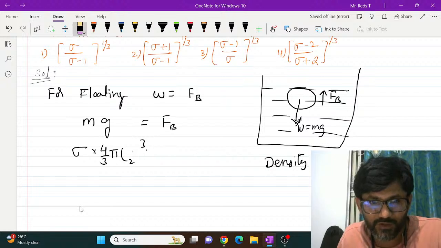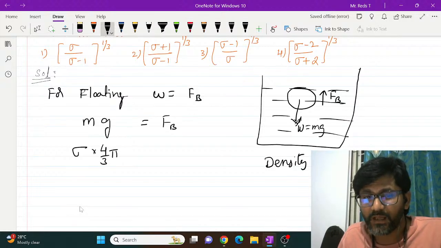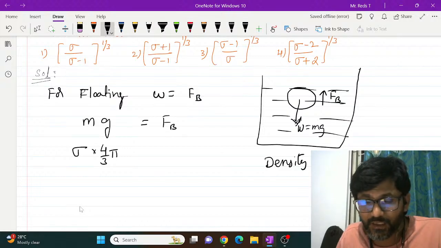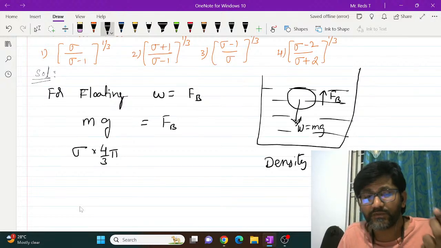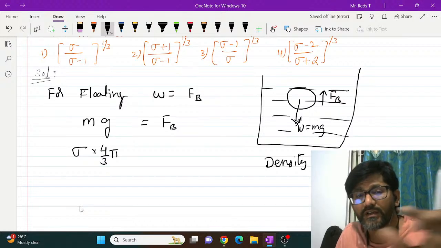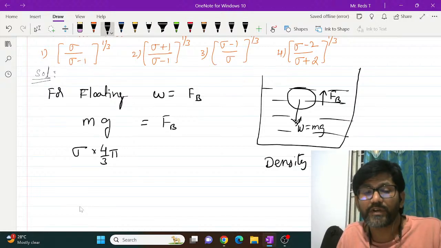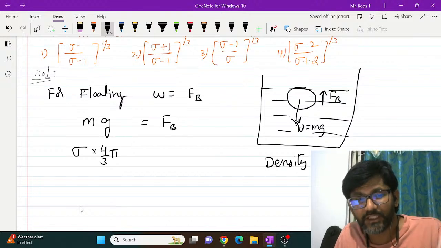Here, a small modification. Because of the cavity you have to take 4 by 3 pi, with d. The mass of the total sphere, so the volume of the total sphere minus the volume of the cavity you have to subtract. That will give you the corresponding mass of the sphere. So density into volume, total volume of the sphere minus volume of the cavity, will give the mass of the sphere.